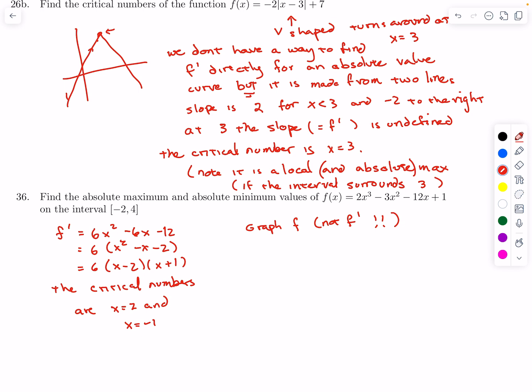Graph the original function f and trace at all critical points and endpoints. So the critical numbers again were 2 and -1. The endpoints are, looks like, -2 and 4.